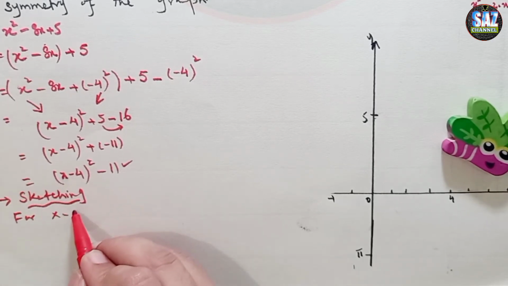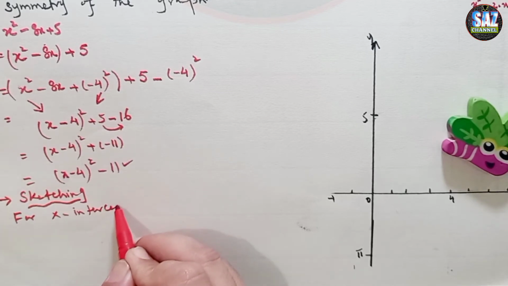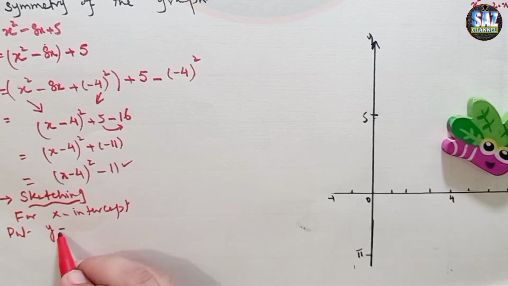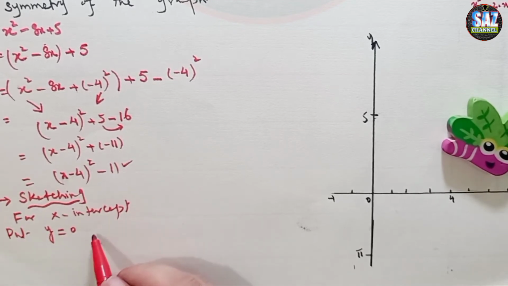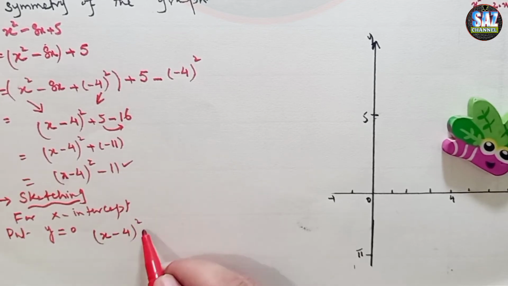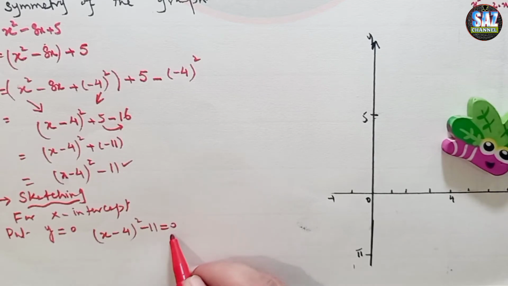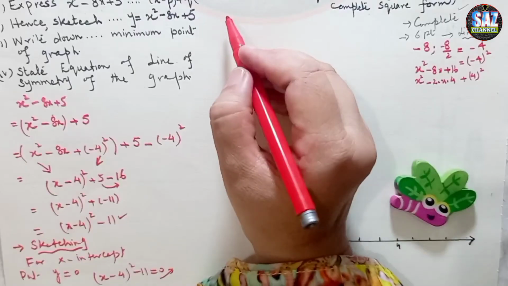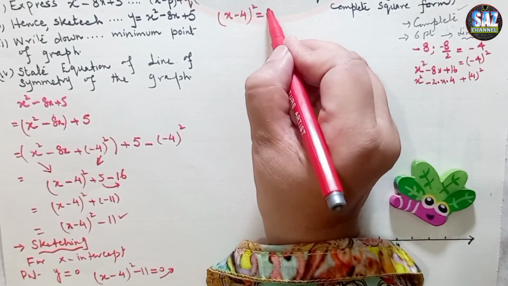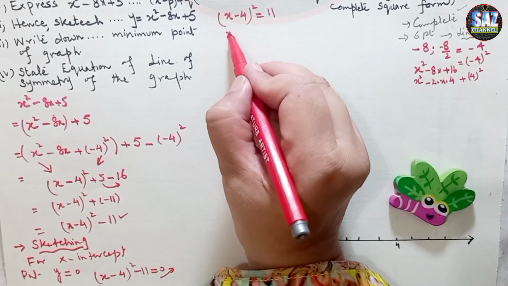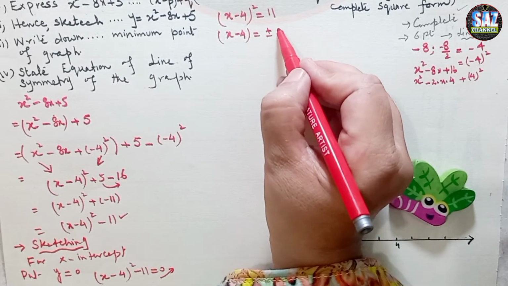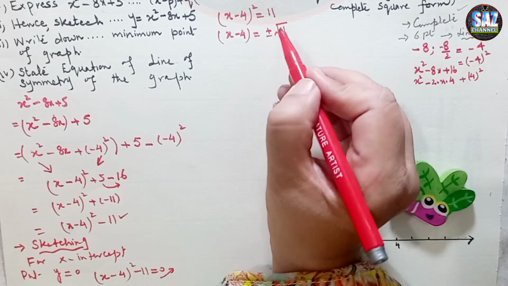For the x-intercept, put y equals to 0, and when I keep y equals to 0, the equation takes the form x minus 4 whole square minus 11 equals to 0. This will give me x minus 4 whole square equals to 11. In order to get the value of x, I have to take the square root, and the equation will take the form x minus 4 equals to plus minus square root 11.